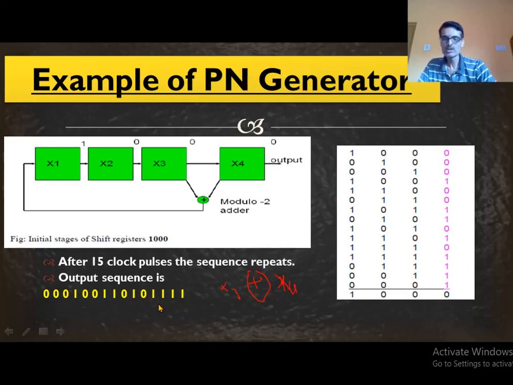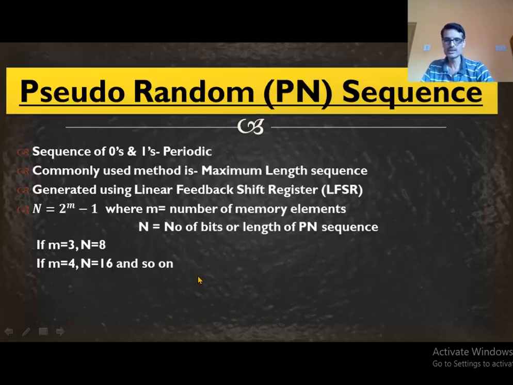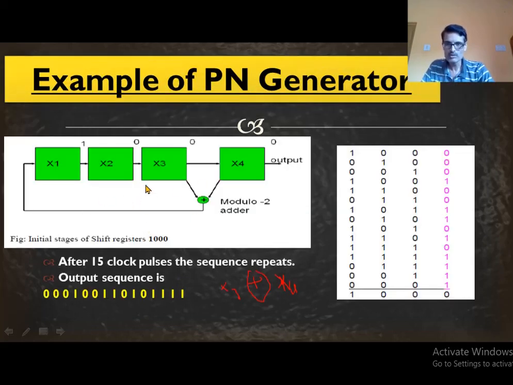How many bits are there? 15. What is the method here? See, n is equal to 2 power m minus 1. I have 4 flip-flops. If there are 4 flip-flops, 2 power 4 minus 1 is 15. 15 is the length of the sequence. So once that 15-bit number we get, again the same code will be repeated, which is periodic.